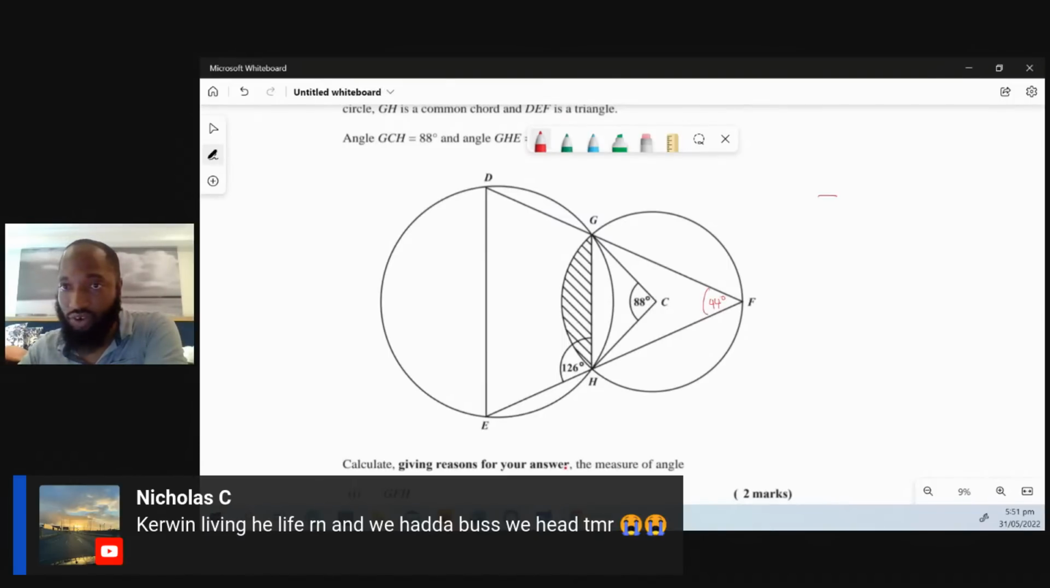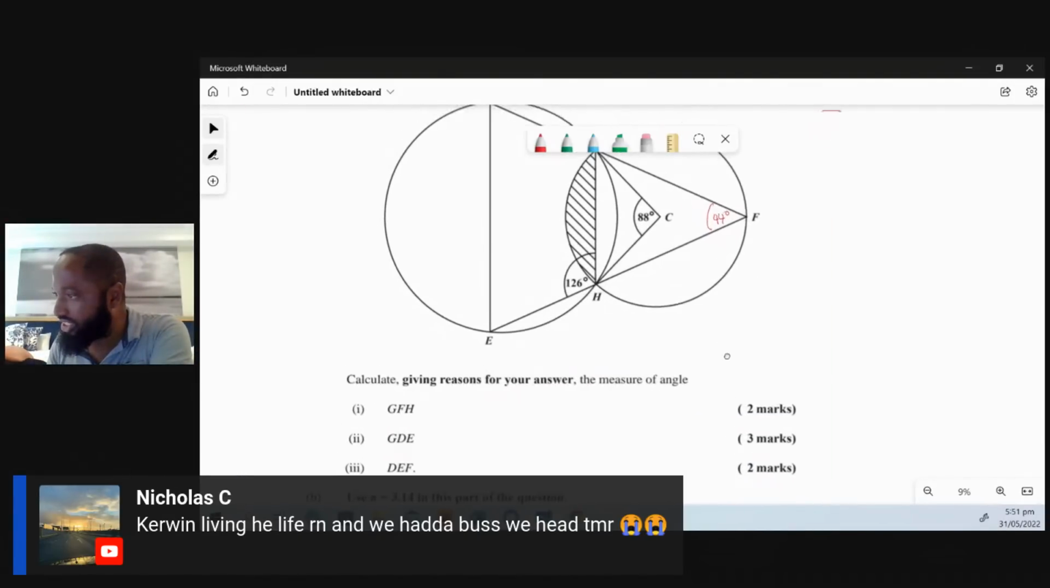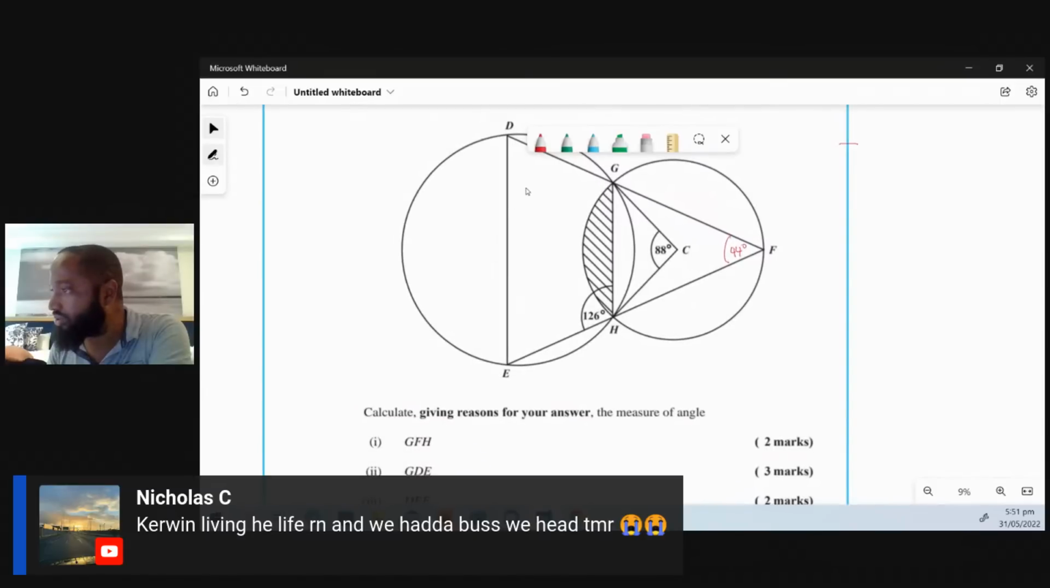So that had to be 44 because, and I'll just say it this time, and you could go and watch the video on it. The angle at the circumference is half the angle at the center when it's subtended from a common chord in the same segment, right? So GDE now.